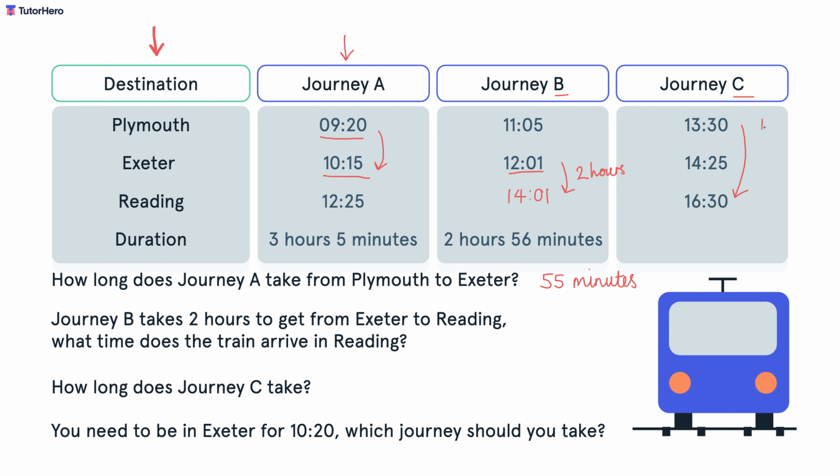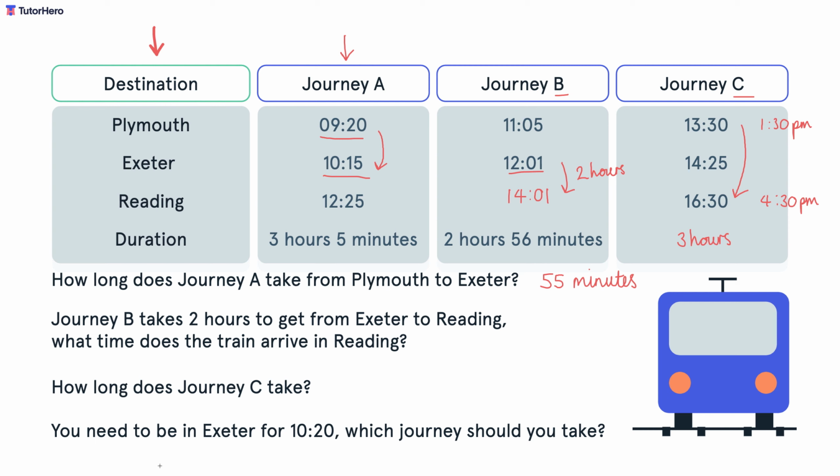13:30 is 1:30 p.m. and 16:30 is 4:30 p.m. Now we must find the difference between these two times. The difference between 13:30 and 16:30 is 3 hours. The total duration for journey C is 3 hours long.